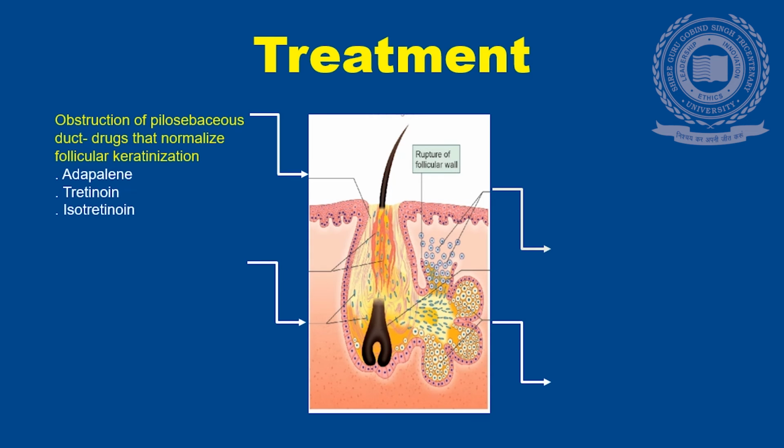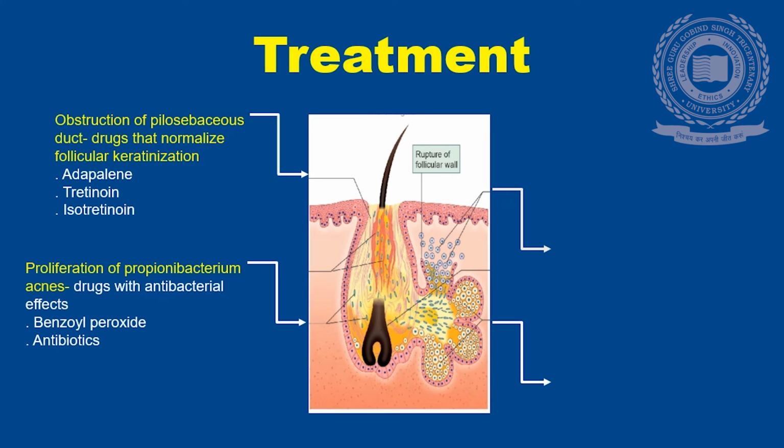Now coming to the treatment of acne. The acne treatment can be summarized into the drugs which act on various stages of the acne pathogenesis. So the drugs that act on the obstruction of pilosebaceous duct, these are the drugs that normalize the follicular keratinization. These include adapalene, tretinoin, and isotretinoin. Broadly, these are known as the retinoids.